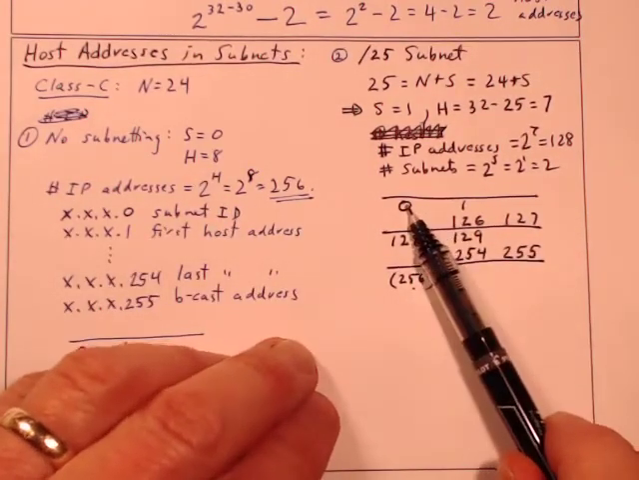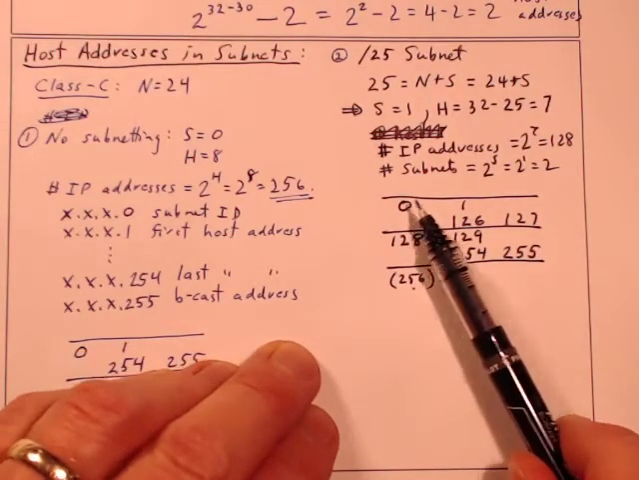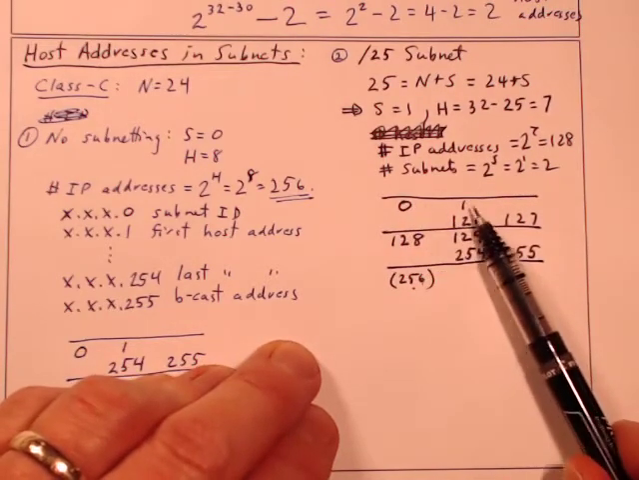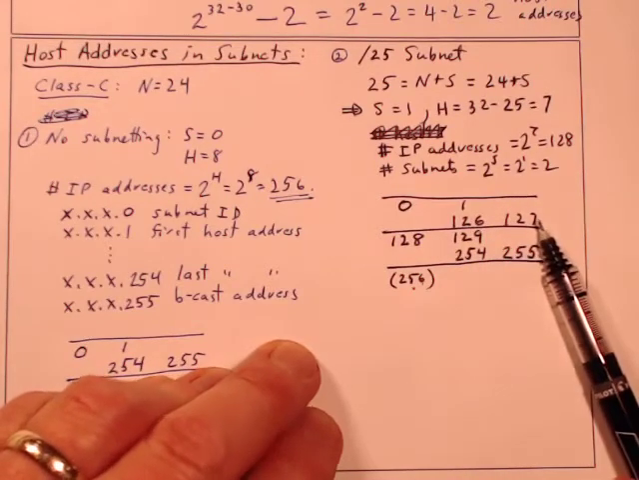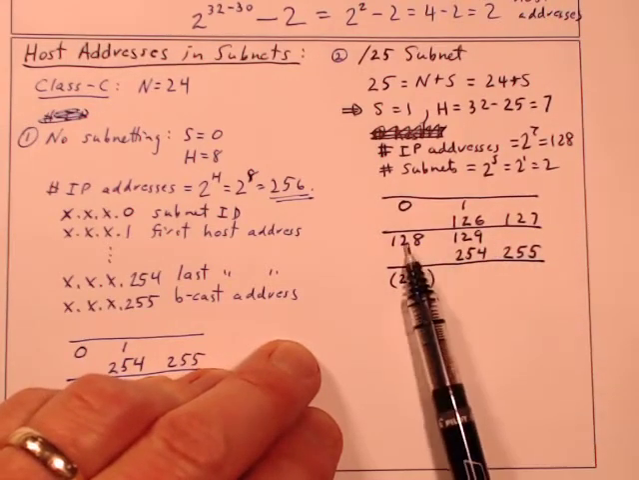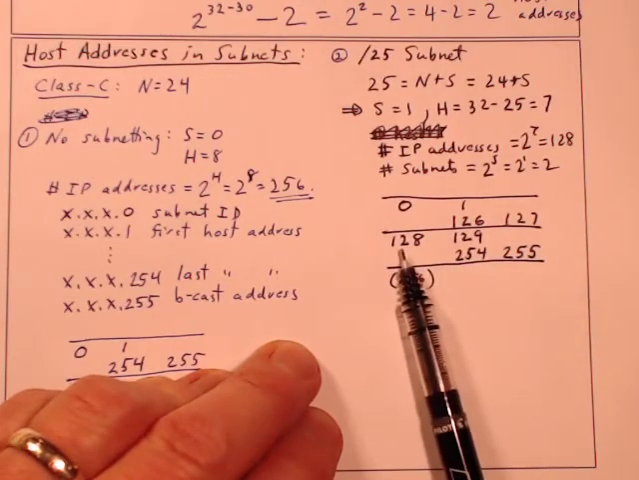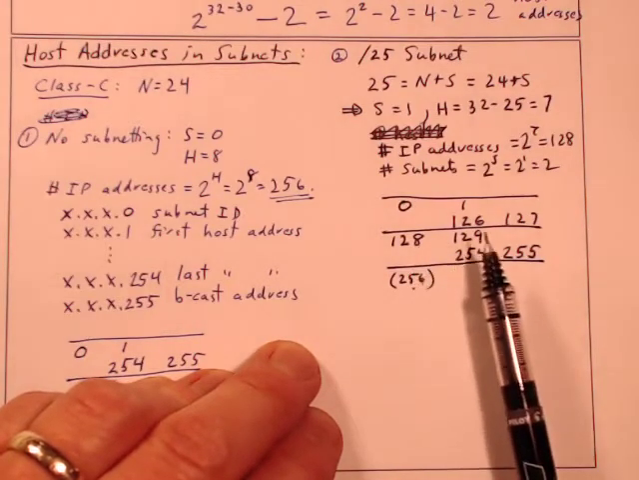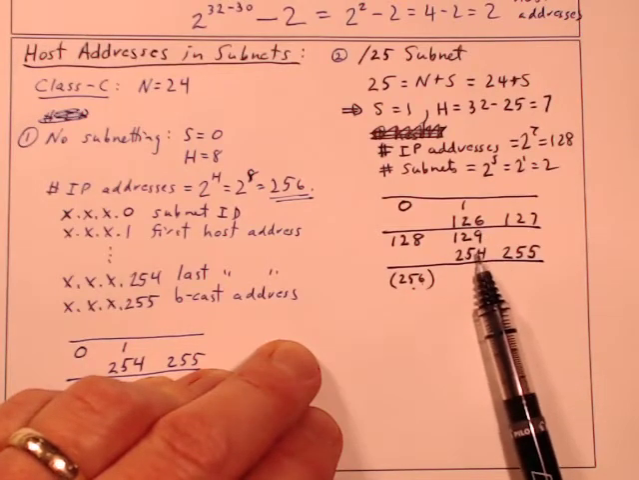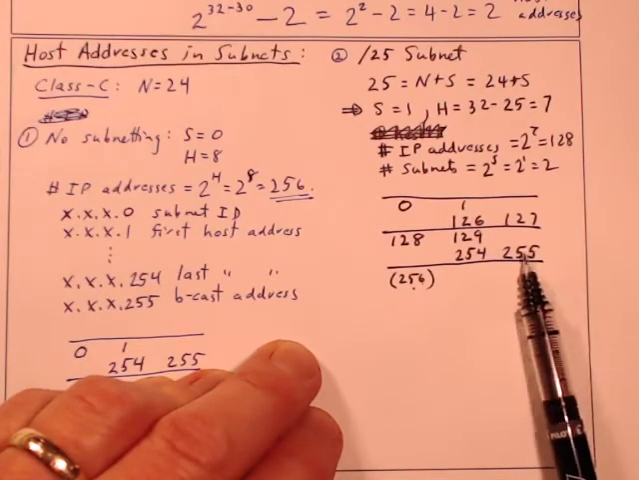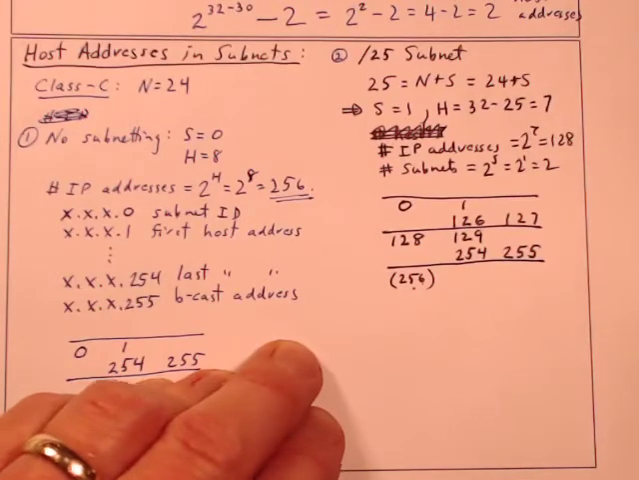So here's my subnet ID, it is the .0. The host addresses are 1 through 126. Broadcast is 127. For subnet number 2, the subnet ID is 128. And then host addresses are 129 through 254. And finally, the broadcast address is 255.